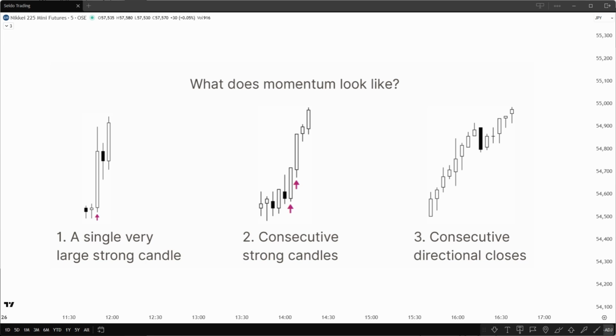Individually, you may not see strong candles or gaps on the chart with this type of momentum. But from a higher time frame perspective, it would still appear as either consecutive strong candles or a single large strong candle. Momentum provides some of the clearest opportunities in the market, so understanding these 3 types of momentum will form the foundation for how we observe and respond to price moving forward.